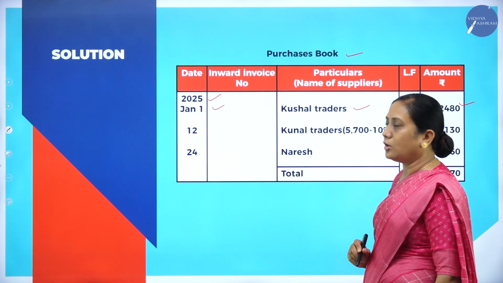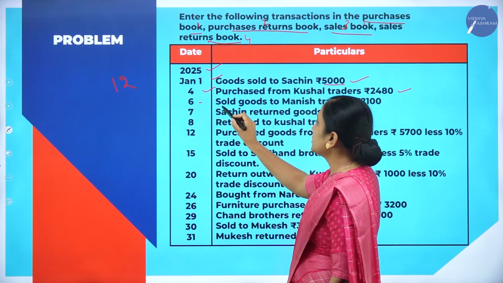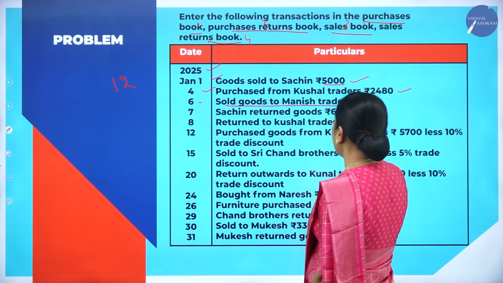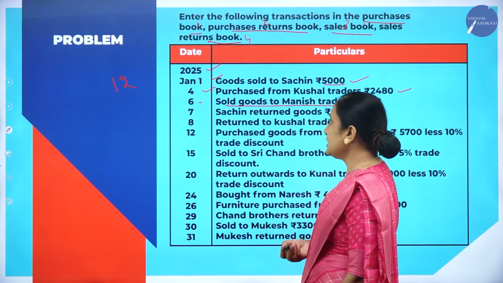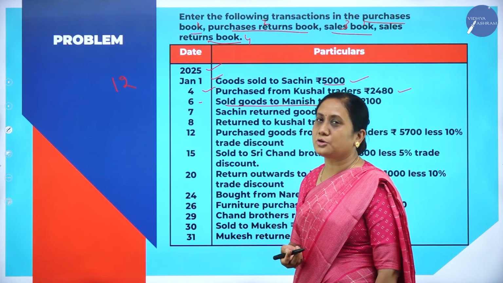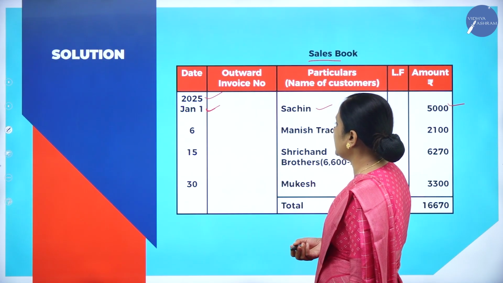2,480 in the amount column. Now we will see the next one. Jan 6th, sold goods to Manish Traders. Again, what type of transaction is it? Sales. Okay, sales means where should it go? It should go to the sales book. Now we will enter this in the sales book.